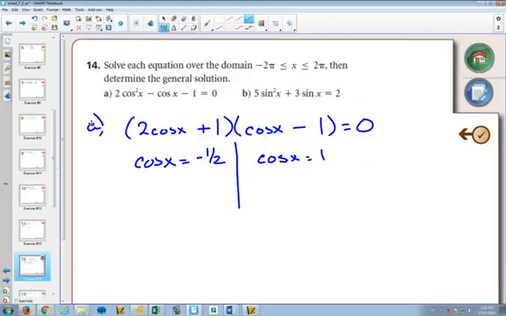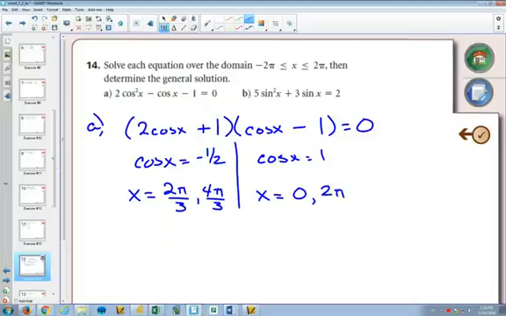Is a half part of your pie plate? Yes. So, what family? Pi over 3. And because it's negative, you're going to look in quadrant 2, quadrant 3. Is 1 part of our pie plate? Yes. When does that happen for cos? At 0 and 2 pi.